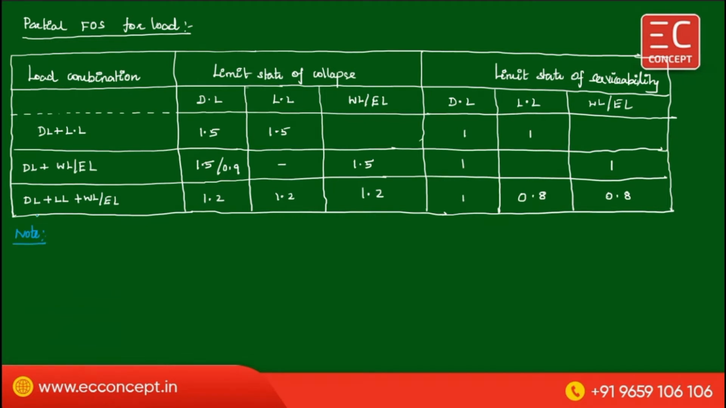Note: see, in this the limit state of collapse is greater than the limit state of serviceability as per the factor of safety concern. So the first point is, factor of safety for limit state of collapse is greater than limit state of serviceability.